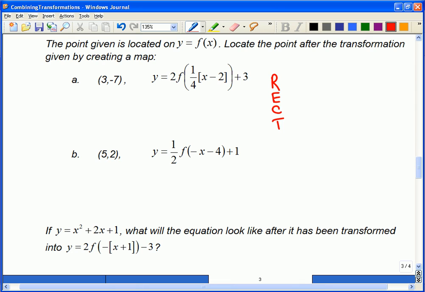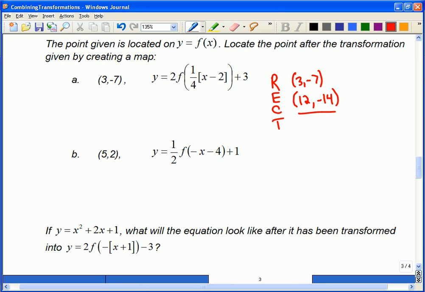So here's the point, 3, negative 7. Any reflections? So we're still at 3, negative 7. Have any expansions occurred? Okay, someone give me an expansion. Okay, so there's a vertical by 2, that makes this, sorry, negative 14. There is also a horizontal by 4, which makes this 12. And in this case, there are no compressions to find.